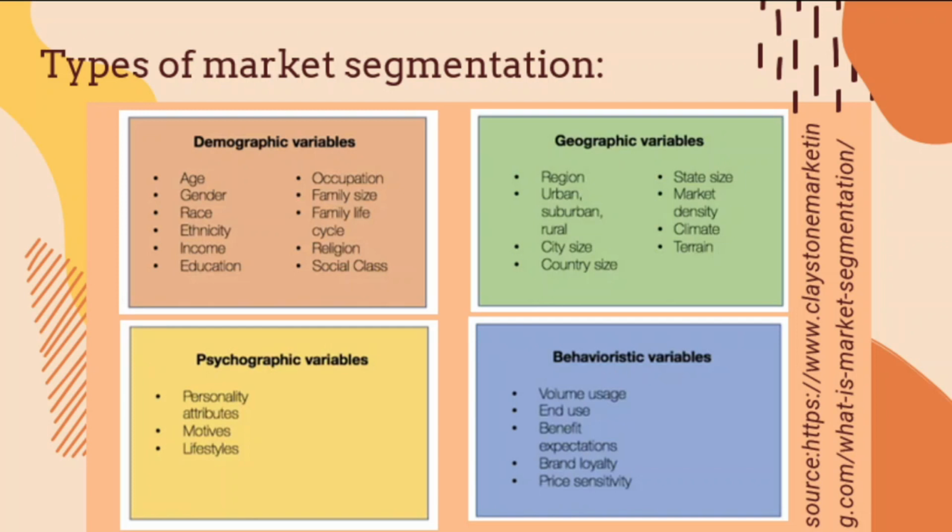Next is the geographic, from the word geography. So kung saang place, kung saang lugar siya nakatira, it could be the region where the particular people are included. Urban, suburban, or rural, city size, country size, state size, market density, climate, and terrain. So, pati ito, you can also classify your market segment according to yung sa climate na nararanasan nila or basta any factor na sa tinitirahan nilang lugar.